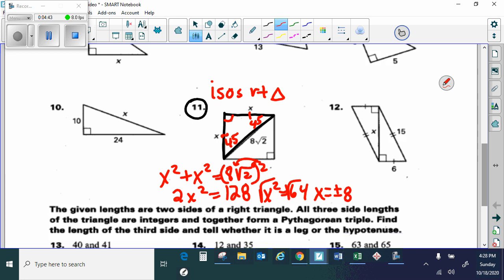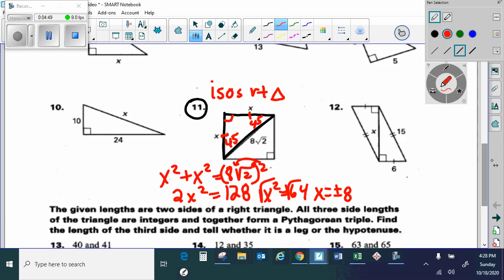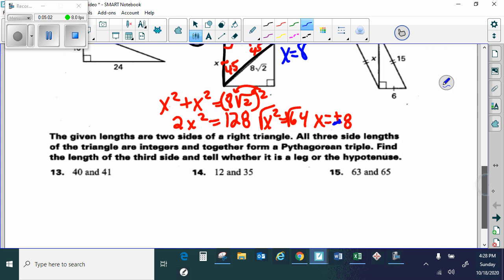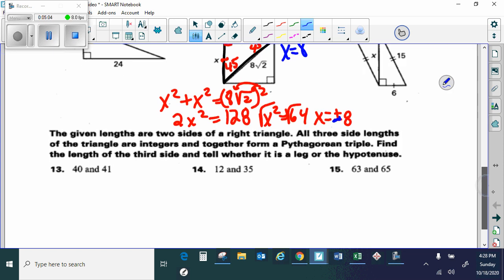But of course, we cannot have a negative side length, so it wipes out the negative sign. I'm trying to change the color here. Wipes out the negative 1, so it's only positive 8. So 8 is my answer. X equals 8. Like I said, if you know your special right triangles, you learn it, you'll be able to just write down the answer looking at it.